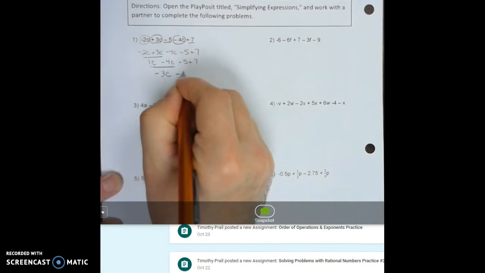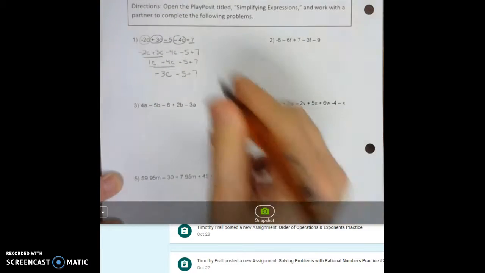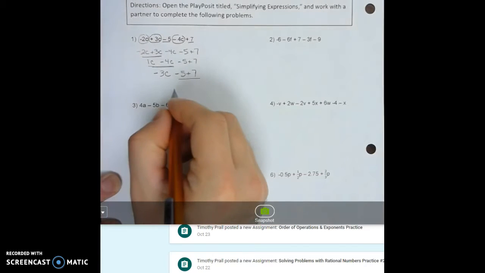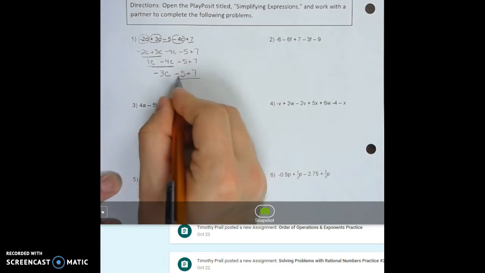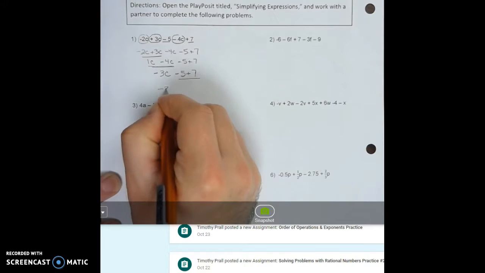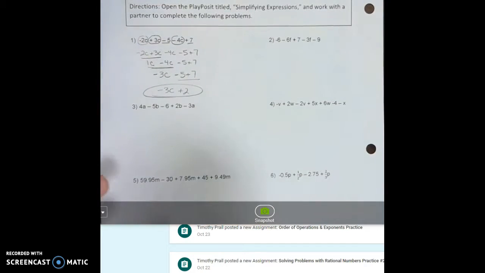Okay, bring down the negative 5 or the minus 5 plus 7. Okay. And now the last thing I'm going to do is combine my constants, negative 5 plus 7. Negative 5 plus 7, again, they're different signs, so I'm going to subtract, and that's going to be positive 2. So this in simplest form is going to be negative 3c plus 2.